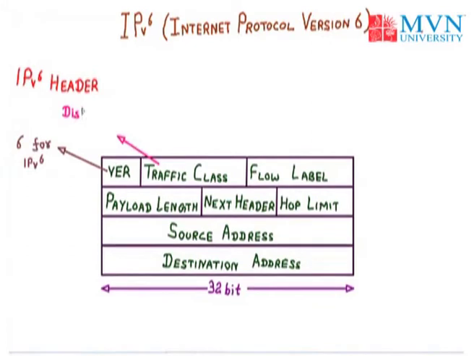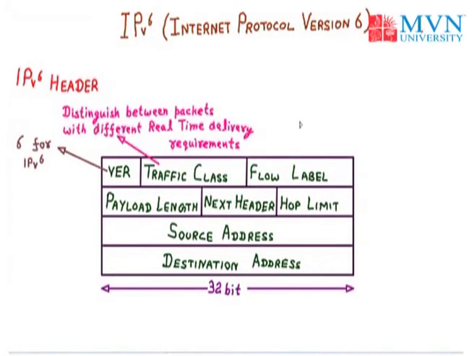The traffic class is used to distinguish between packets with different real-time delivery requirements. Next we have the flow label. Flow label allows source and destination to set up a pseudo connection with particular properties and requirements.